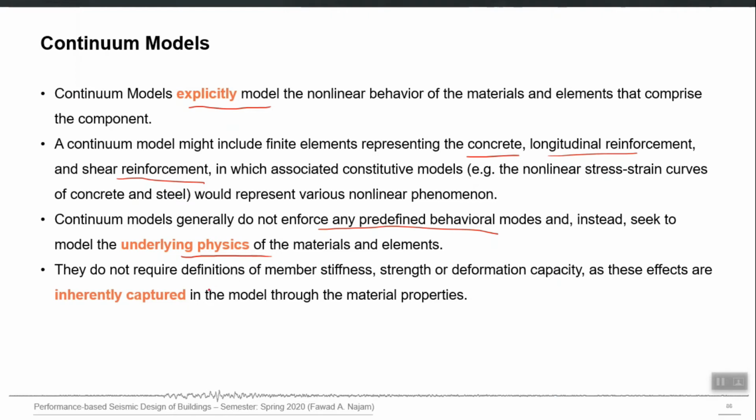So they do not require definition of member stiffness. They directly start at the material level. So no need to directly define member properties or cross-section properties, right? All those properties which are in hierarchy above the material level, like cross-section level, member level, structure level, are inherently captured in the model through those material properties, right? So it's like putting the nonlinear behavior right at the start of the structural analysis process, at the base of that process, and that is material property, right?